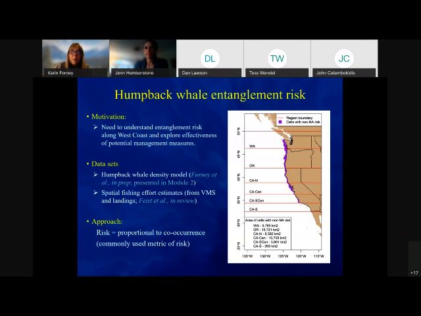Our approach, which is regionally stratified according to the regions shown in the figure on the right, Washington and Oregon separate, and then several regions in California, is a commonly used metric of risk, which is that the risk of entanglement to whales is proportional to co-occurrence. So it's basically just a product of the estimated number of whales and the estimated fishing effort.